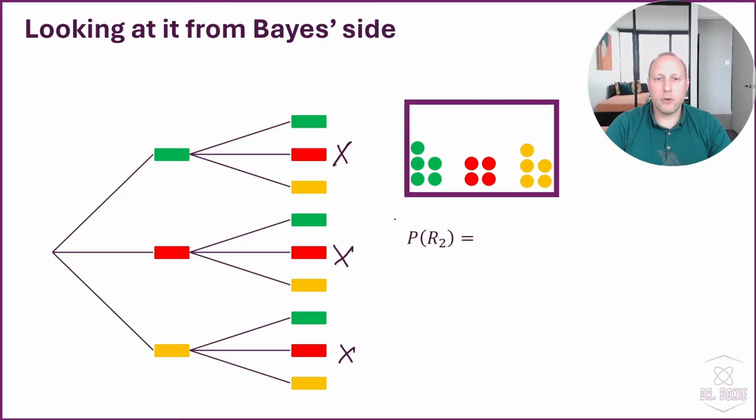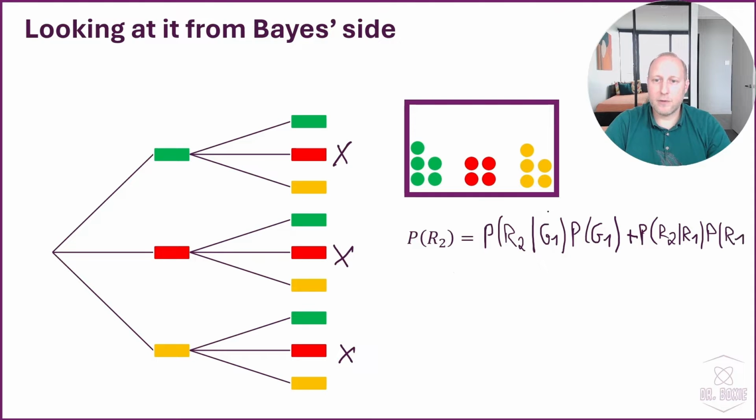Now, for the first one, the top one, it is the probability of picking a red ball on the second pick, given that we picked a green ball on the first pick, times the probability that we actually got there in the first place, so that the first pick was green, plus the probability for the middle one, which is the probability of a red pick on the second one, given that we picked red on the first, times the probability of red on the first, plus the probability of the bottom of the 3 options, which is the probability of picking red on the second, given that we picked yellow on the first, times the probability of picking yellow on the first one. And now we can calculate each of those.